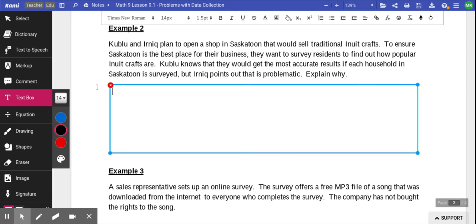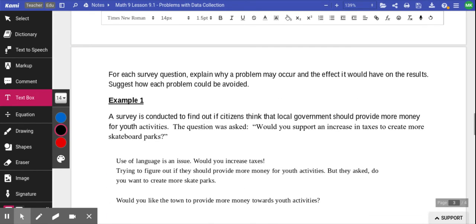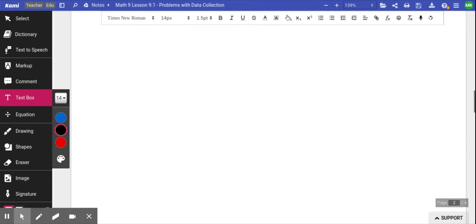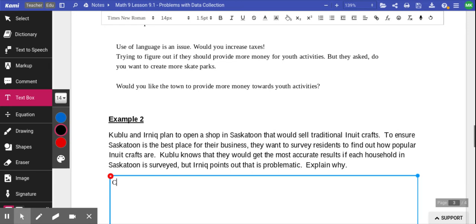Okay, so hopefully you thought about it a little bit. There might be several problems. My biggest problem that I see with this is probably, if we look up here at our definitions, the cost and the time. And you can kind of make either argument, right? Cost and time would be an issue.